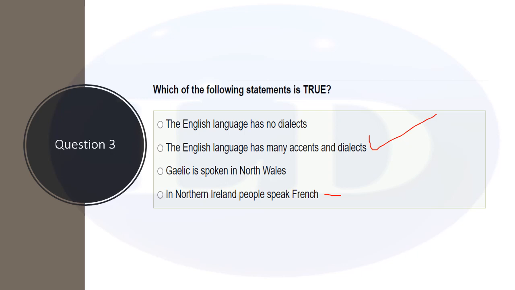Now, an accent is saying a word in a different way with the same meaning and the same spelling. Dialects are a bit different. A dialect is a difference of vocabulary. For example, if somebody uses one word for one thing here, it might not mean the same thing in Northern Ireland or Scotland. They might have a different vocabulary for that thing. That is called dialects.